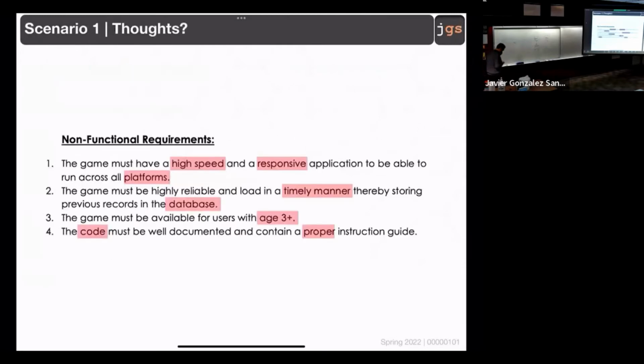Next, again, a student, your homework. Someone told me non-functional requirements for the Pacman. 1, 2, 3, 4.